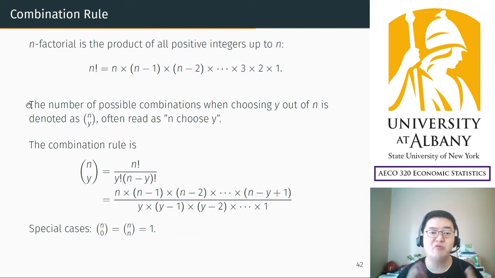And then what we want actually is the number of possible combinations when you choose y out of n. It is denoted as n chooses y. So it looks like a vector notation, but actually it's a combination. So it often reads as n choose y. And according to Wikipedia, there are many different notations used in different countries.